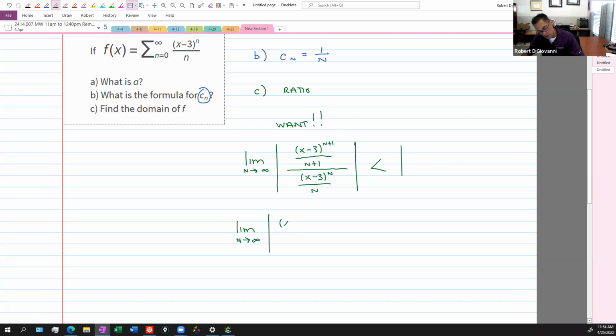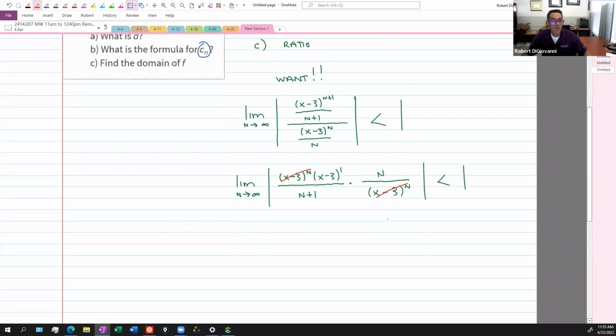This is the same as the limit as n goes to infinity of the absolute value. If you did your homework, you'll follow what I'm about to do. I want that to be true. So all I did there is rewrite x minus 3 to the n plus 1 as x minus 3 to the n times x minus 3 to the 1, and then over n plus 1. And on the bottom, I flipped the fraction and brought it up. And then we get some good cancellation there. Those go away. So now here's where I am.